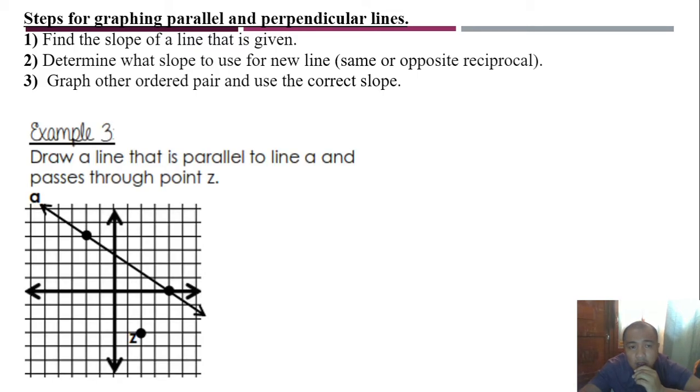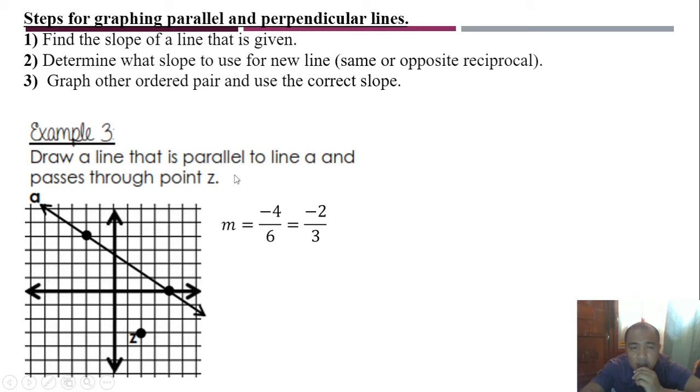Example 3. Draw a line that is parallel to line A and passes through point Z. How will you do this? First, let us solve the slope of line A. Rise is 4, 1, 2, 3, 4. Run is 6, negative, because it's going to the left direction. Negative 2 thirds is the slope of line A.